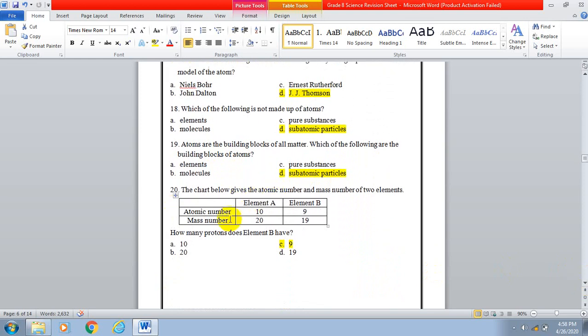The chart below gives the atomic number and mass number of two elements. Atomic number, mass number: 10, 20, 9, 19. How many protons does element B have? 10, 20, 9 or 19? The B option. This is 9. Okay.